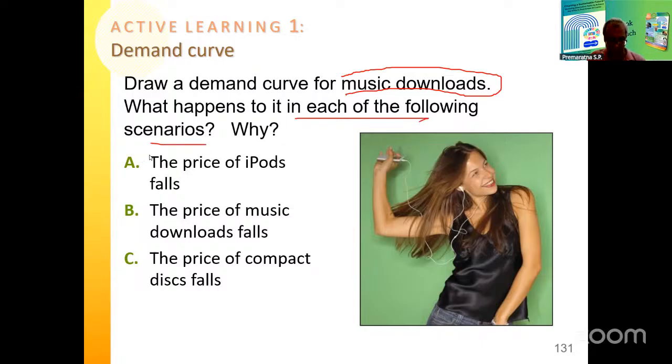So next week, when I start the class, I want to see your work. The price of iPad falls. What happened to the demand curve? Price of music download, what happened? You have to draw 3 graphs. The price of compact disk falls. A, B, C, and I want to see. Or maybe you can WhatsApp me your drawing.